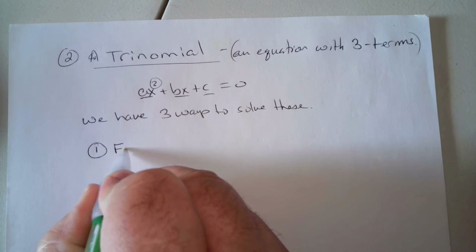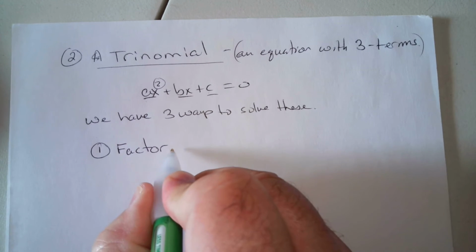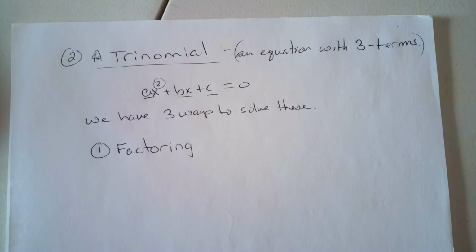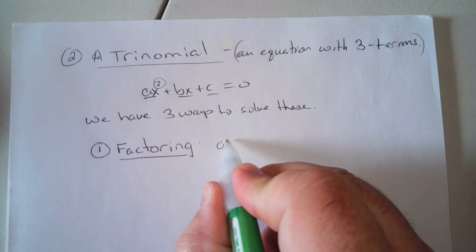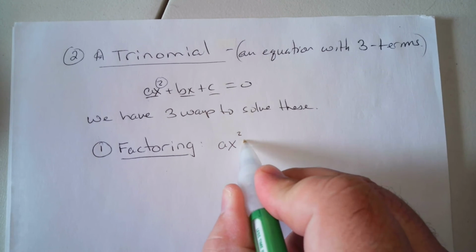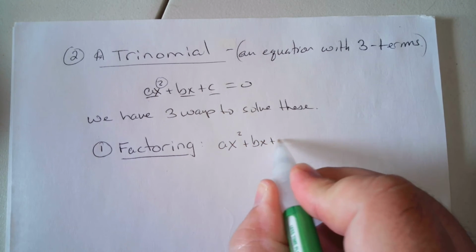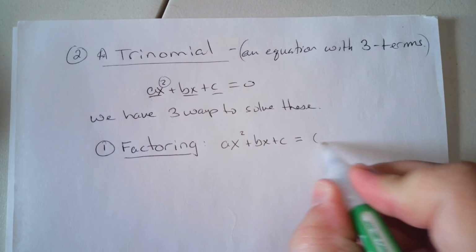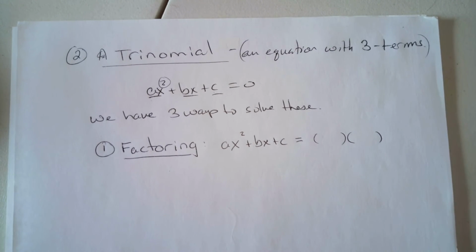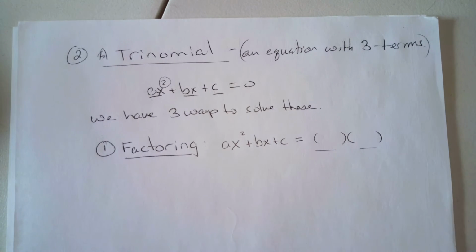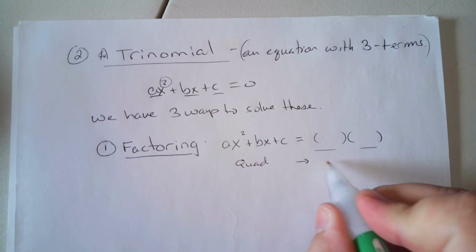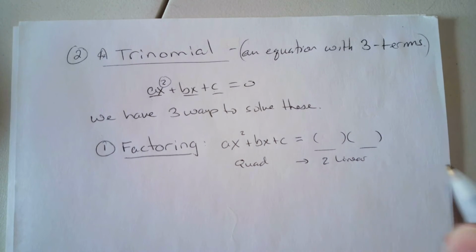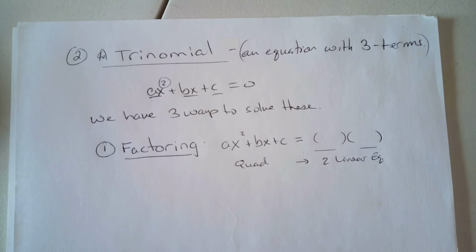The first way is the factoring method. The factoring method is when you take a quadratic equation and factor it out into two linear equations. So you're taking it from quadratic to two linear equations and then solving it from there.